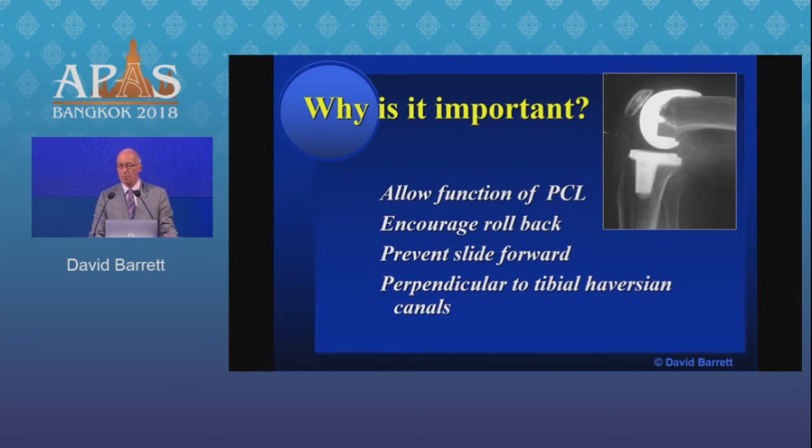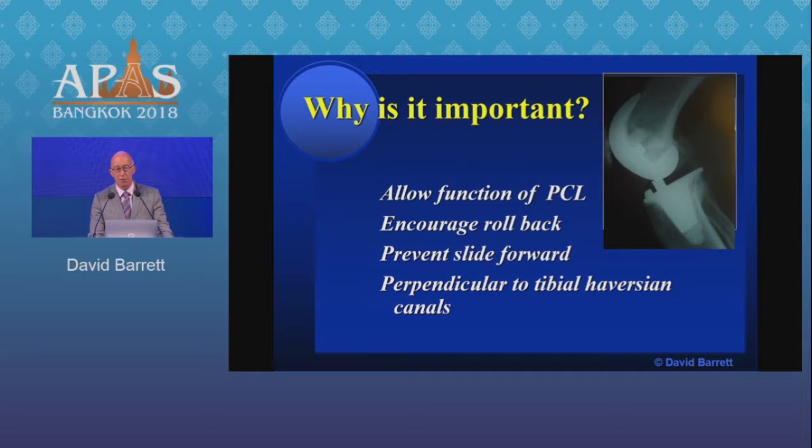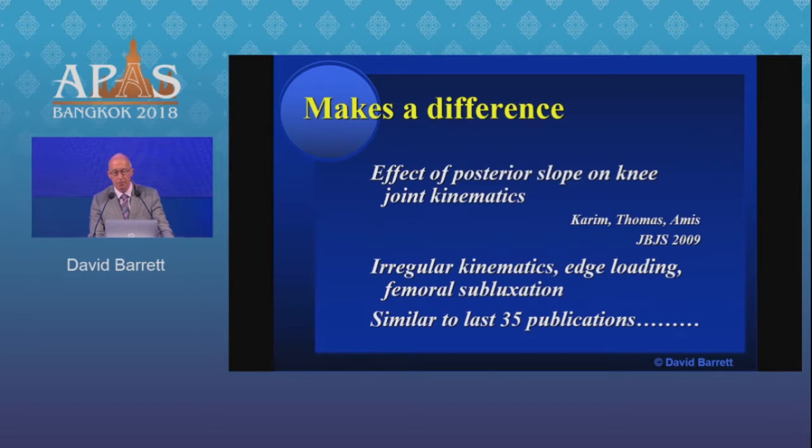It's important because it allows a lot of functions of the PCL, it encourages rollback and prevents slide forwards. And it also allows the implant to be perpendicular to the Haversian canals. It makes a difference, and there are over 35 publications about the posterior slope and how it affects the kinematics and edge loading of the knee.